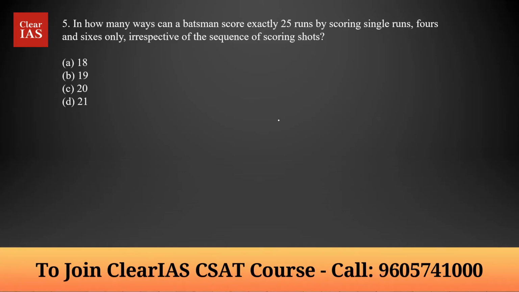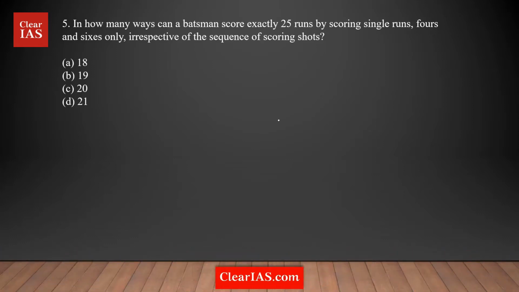It is always a good idea to estimate how much time you would take to calculate the answer before attempting the question. Let's take this question as an example. In how many ways can a batsman score exactly 25 runs by scoring single runs, fours, and sixes only, irrespective of the sequence of scoring shots?